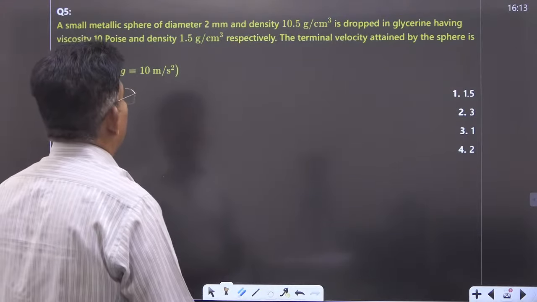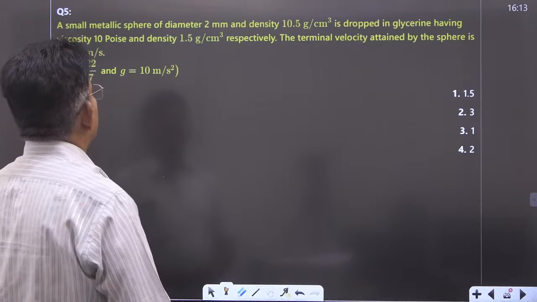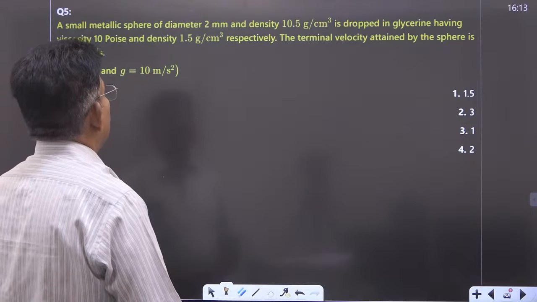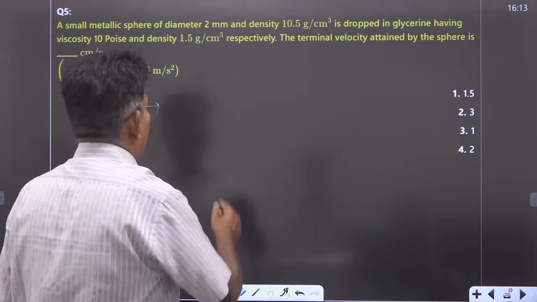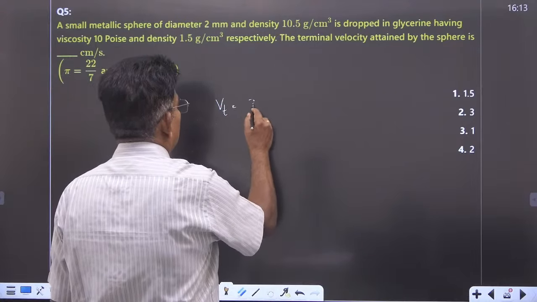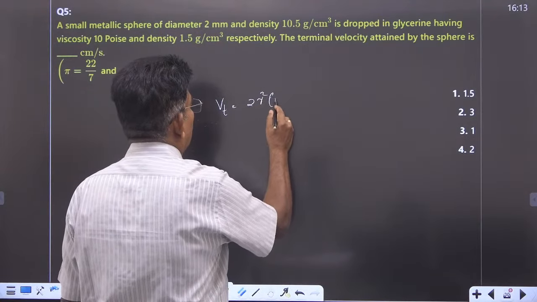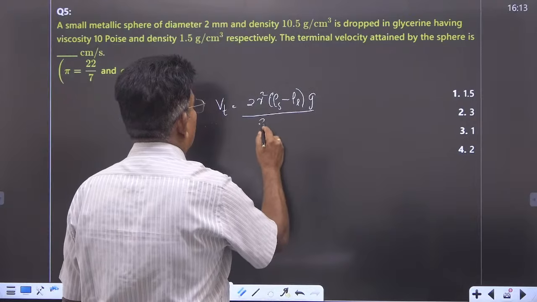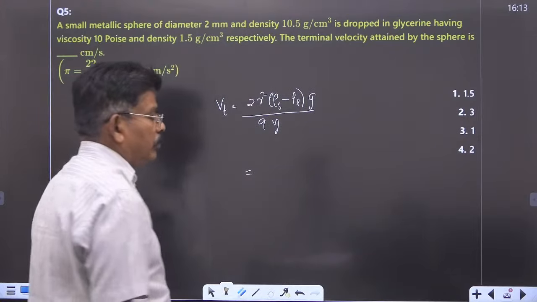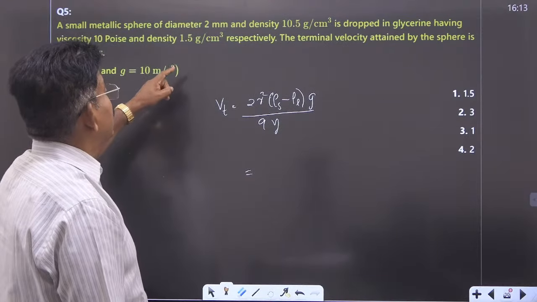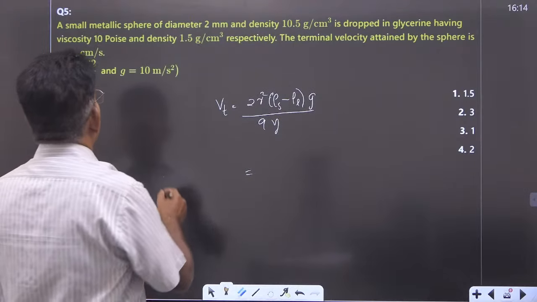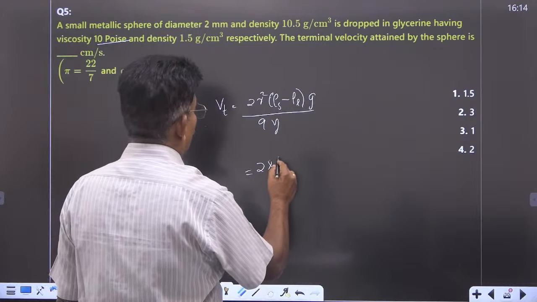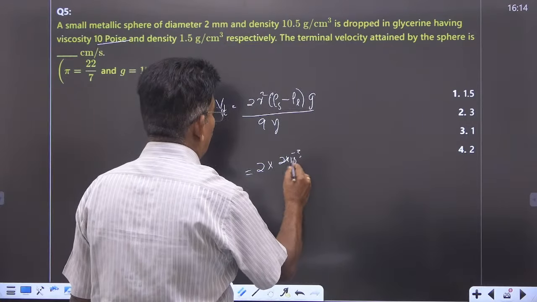A small metallic sphere of diameter 2 millimeter and density 10.5 gram per cc is dropped in glycerin having viscosity 10 poise and density 1.5. So, terminal velocity. This is the direct formula for terminal velocity: 2 r squared into rho solid minus rho liquid, into g, divided by 9 eta. Now, everything is given in CGS units; the CGS unit of viscosity is poise, given as 10 poise. So I am going to substitute r. The radius is 2 millimeter, that is 2 into 10 to the power of minus 3.